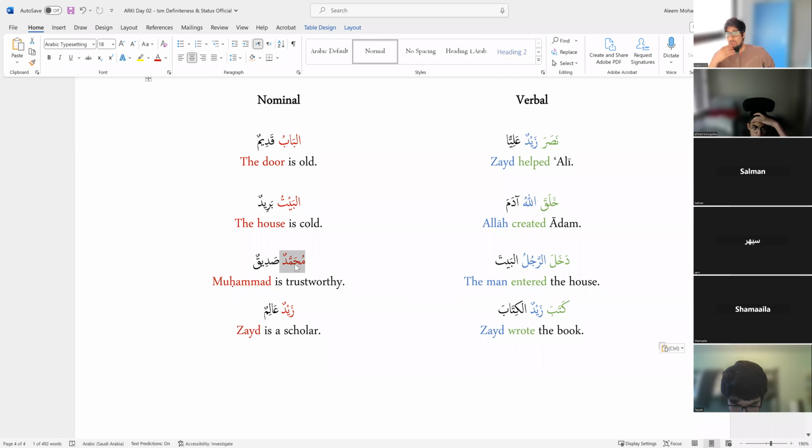So in this case, we have no alif lam here. How is this serving as your mubtada? Can anyone tell me? Just fire off in the chat.